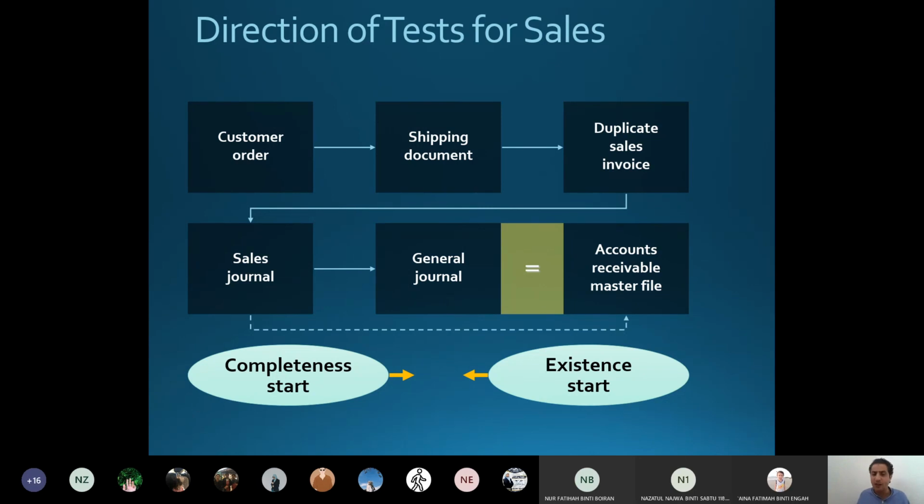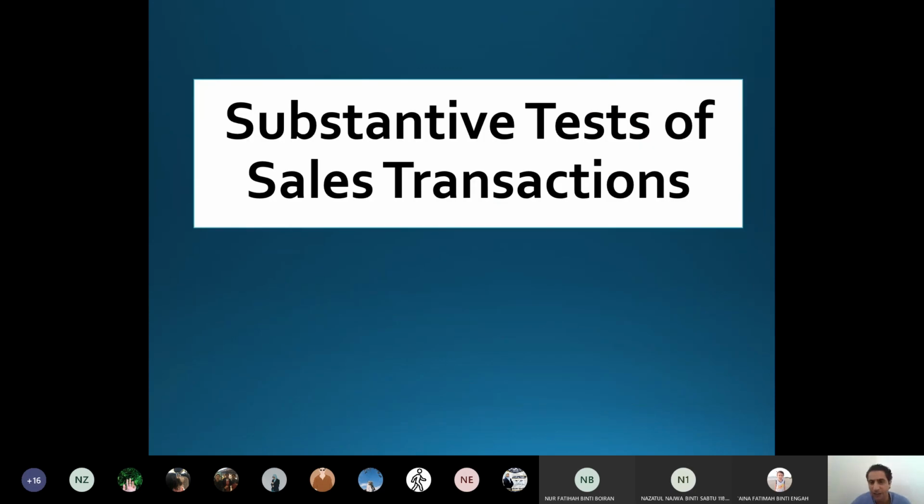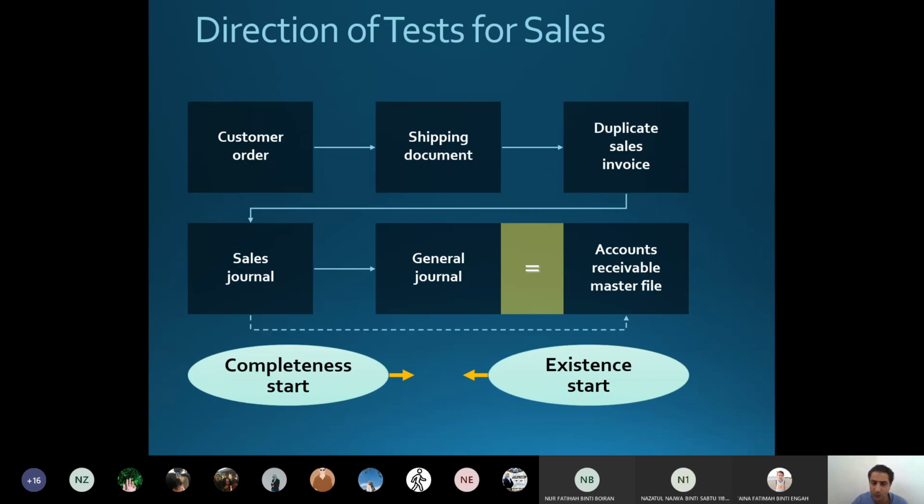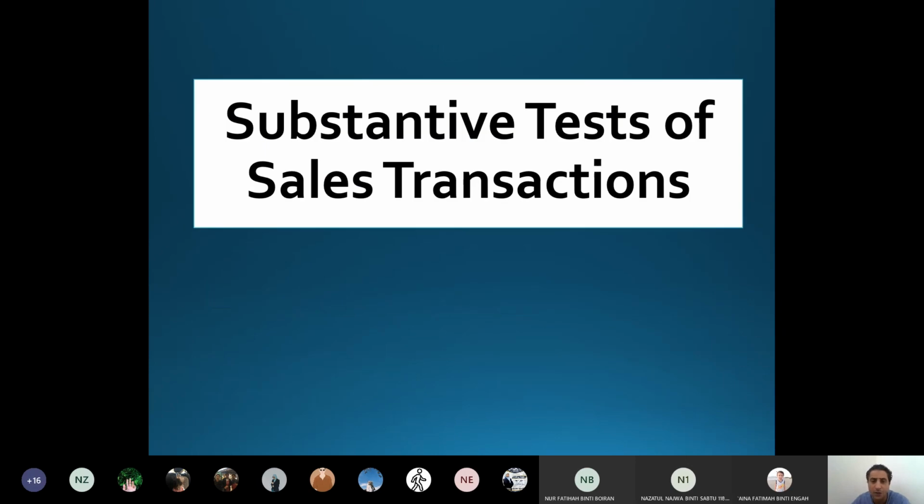So we have two sides of test direction. One is checking that starts from existence, we check the existence. And the second one is completeness. We start to check the completeness. So to simplify, let's see from here, then we will understand better whether we check the existence or we check the completeness.